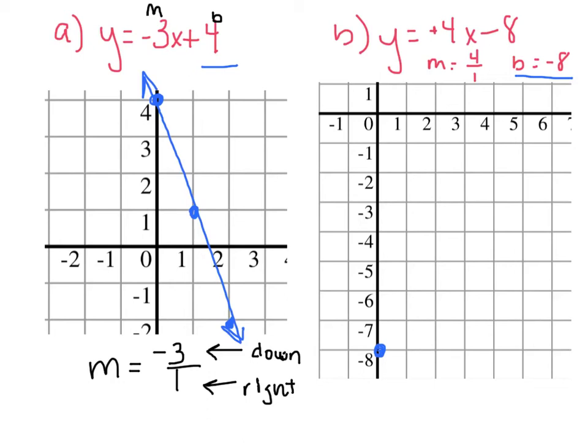Now my slope is positive 4 over positive 1. That means I'm going to go up 4. 1, 2, 3, 4 over 1. Put a dot. Up 4. 1, 2, 3, 4 over 1 to the right. So my line goes uphill. And make sure you put arrows at the end. It's not connecting the dots. You're just drawing a line through the dots. And there's my line.